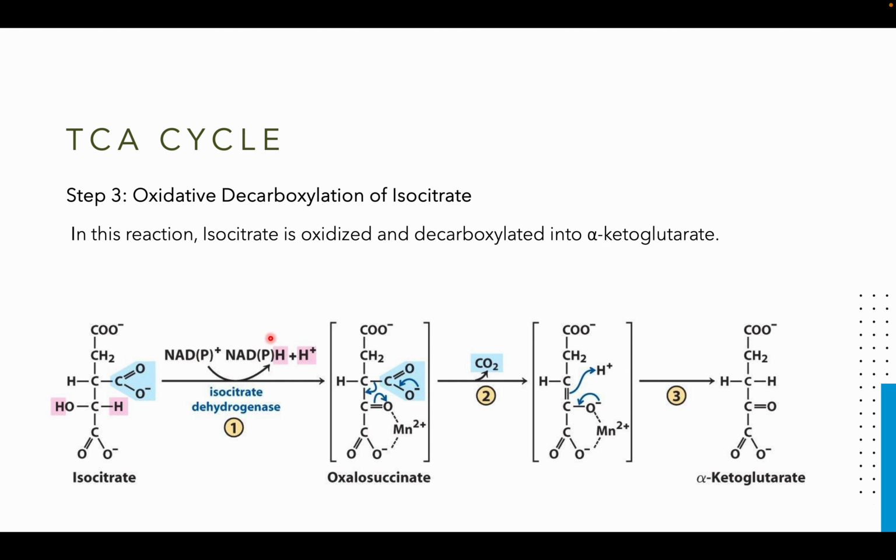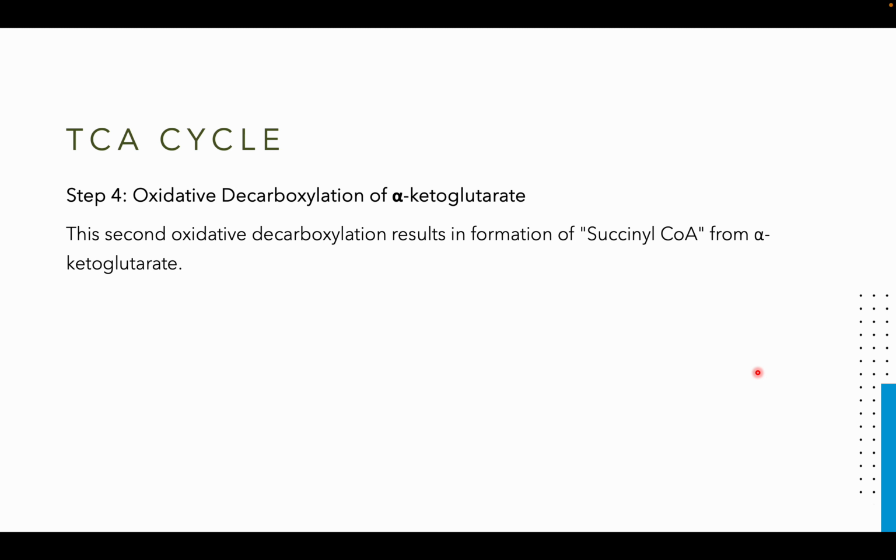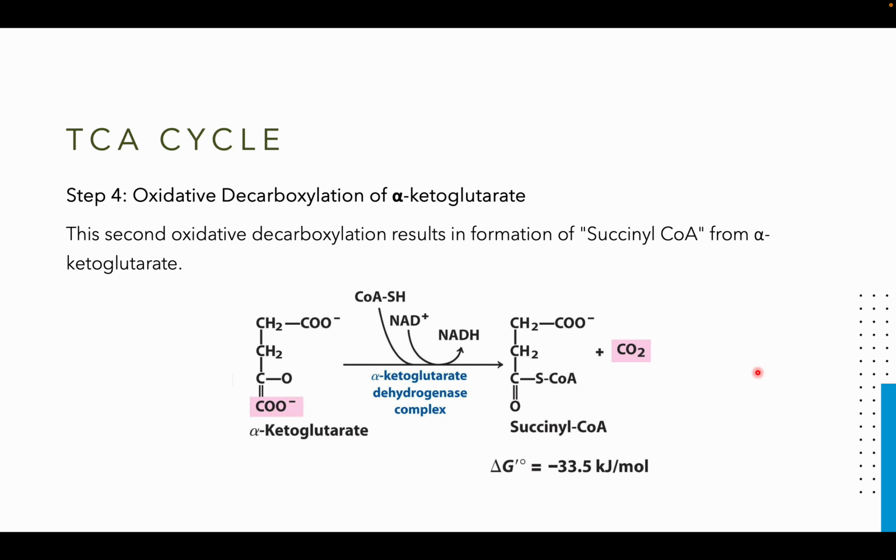So this NADH which is released feeds into the electron transport chain to be used to produce energy. And then by this decarboxylation, one CO2 molecule is released, and what we get is alpha ketoglutarate, which is a 5-carbon molecule. And then again we do another decarboxylation step, in which there is decarboxylation of the ketoglutarate to form succinyl coenzyme A.